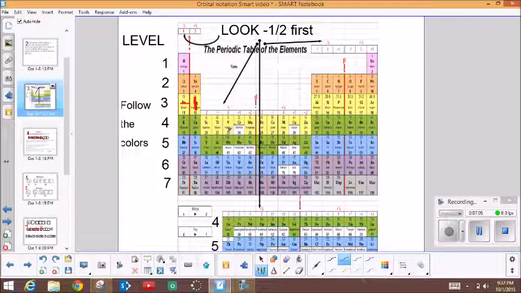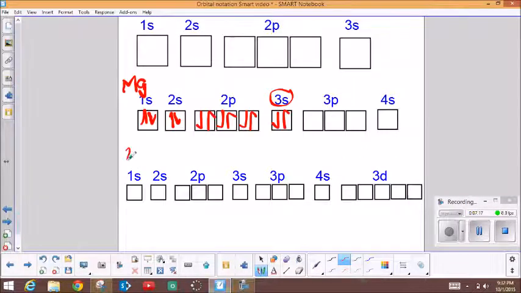Let's go ahead and do another example. Let's do copper. Copper, you'll see, is number 29. So I've got to distribute 29 electrons because this one is going to be copper. This was magnesium, which has 12.